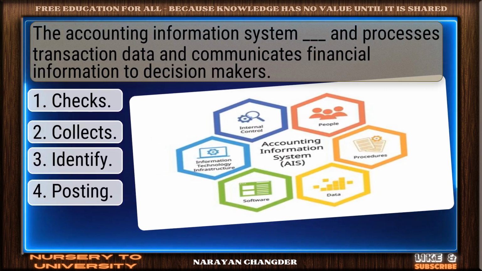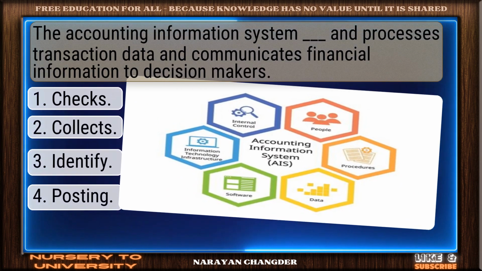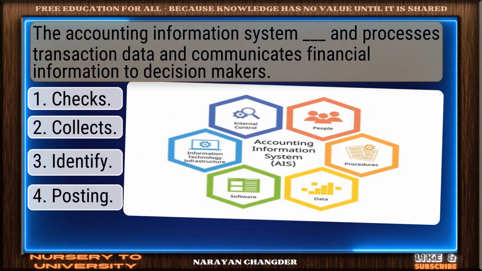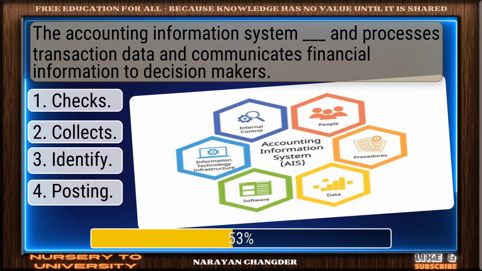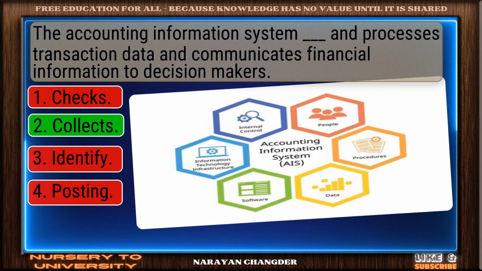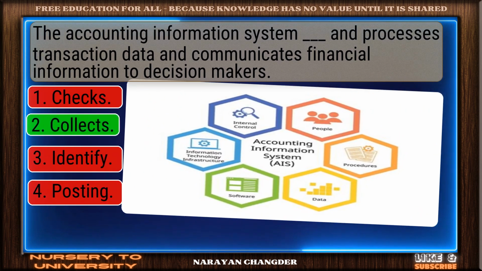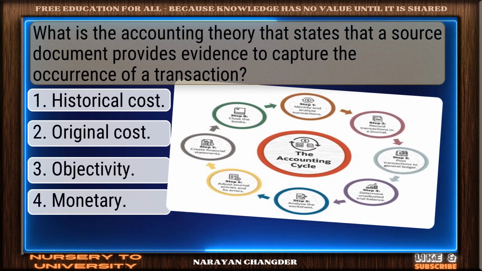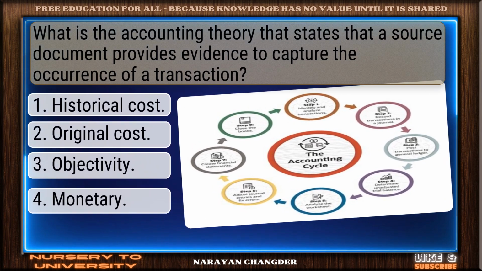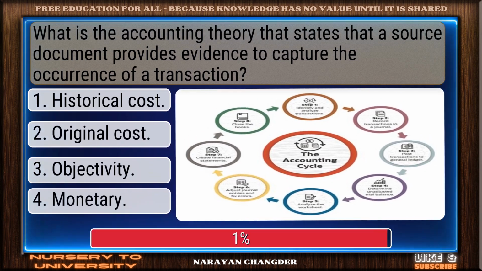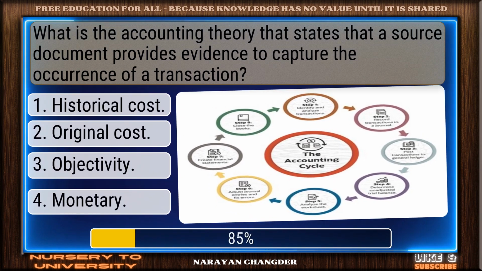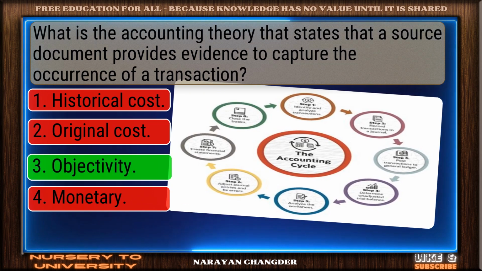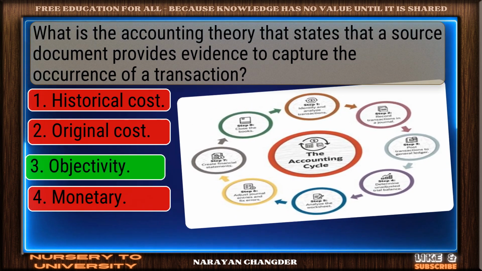The Accounting Information System dash and processes transaction data and communicates financial information to decision makers. Excellent. Collects is a brilliant choice. What is the accounting theory that states that a source document provides evidence to capture the occurrence of a transaction? Correct response. Objectivity is the most accurate answer.